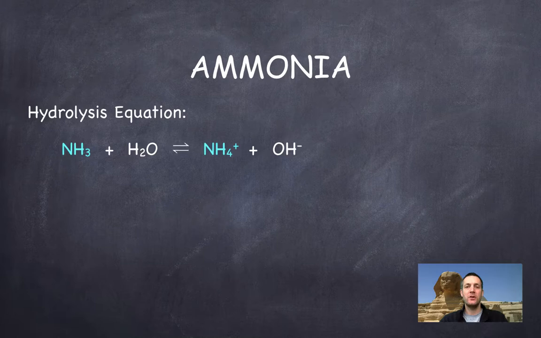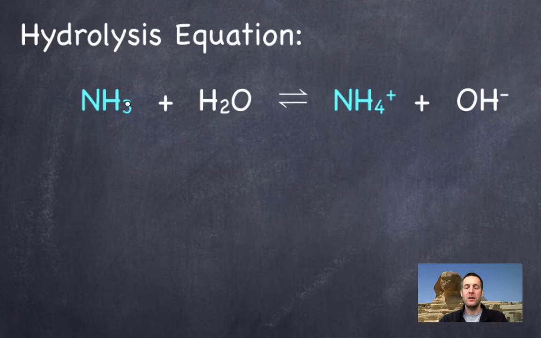Now we're going to look at a base and a hydrolysis equation, so that is to show ammonia reacting with water. Now, ammonia might look like an acid because it's got lots of H's in it, right? But we need to remember it's a base. That means it's a proton acceptor. Water is able to give away H+ to ammonia. In the process, water will lose an H+.